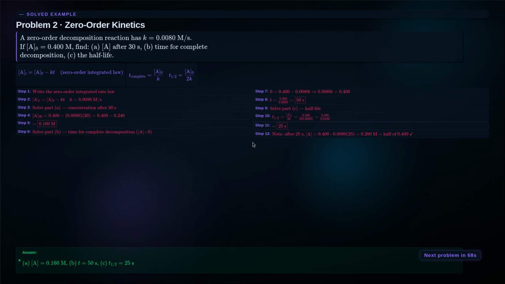For part B, complete decomposition means [A] equals 0. So 0 equals 0.400 minus 0.0080t. Solving gives t equals 50 seconds.